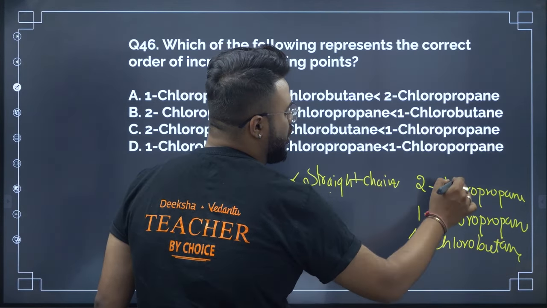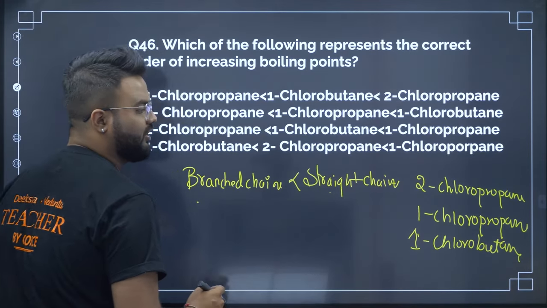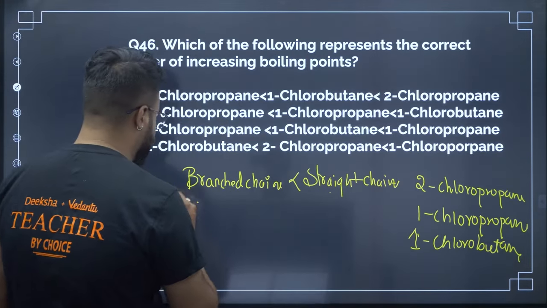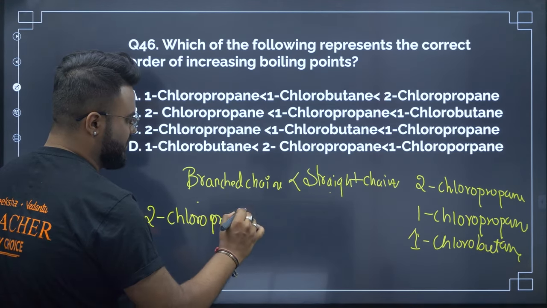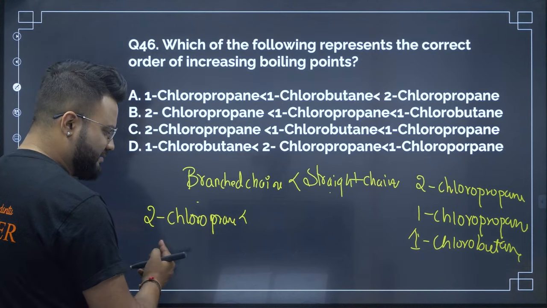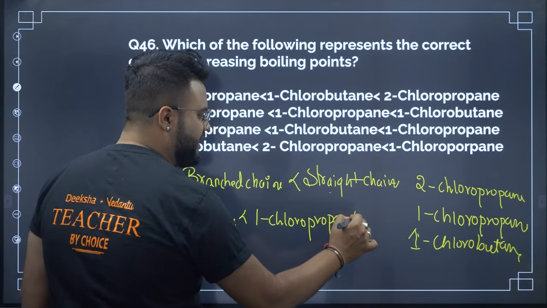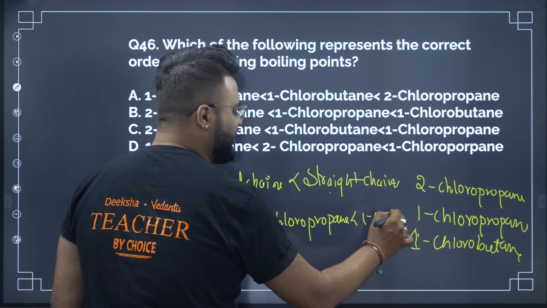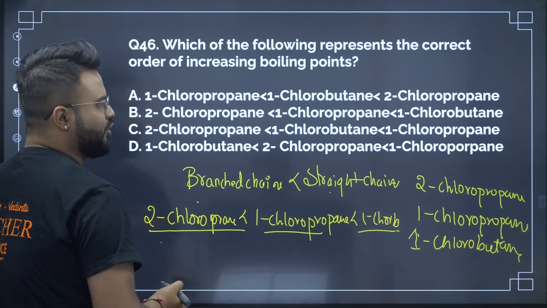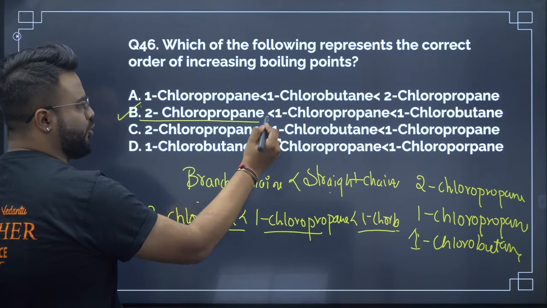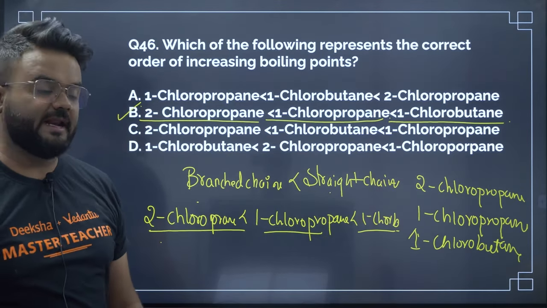Now, when I check, all these three have the same molecular formula. Which is more branched here? That is 2-chloropropane. Next, it is less, very less. Next, it is 1-chloropropane. Next, it is 1-chlorobutane. So, therefore, when I see branched and straight chain, your correct answer will be option B. 2-chloropropane, 1-chloropropane and 1-chlorobutane. Therefore, option B will be your correct answer.